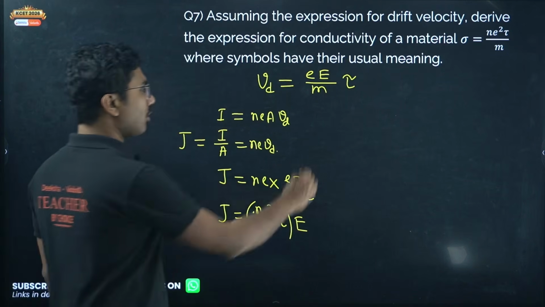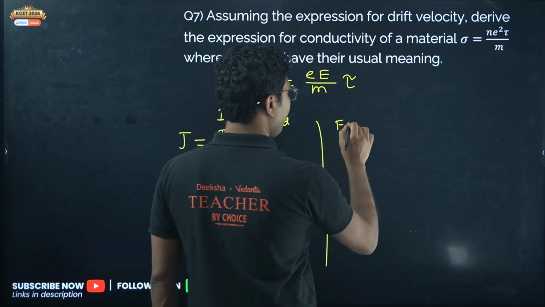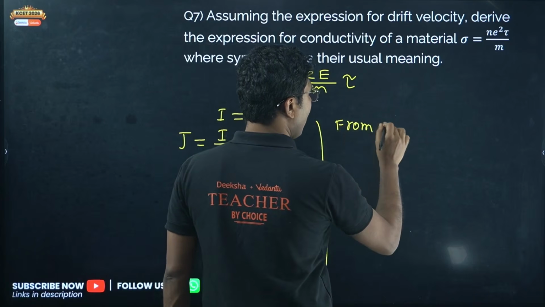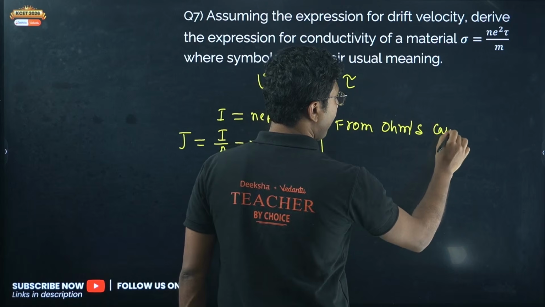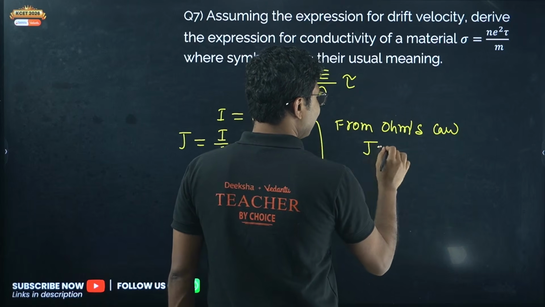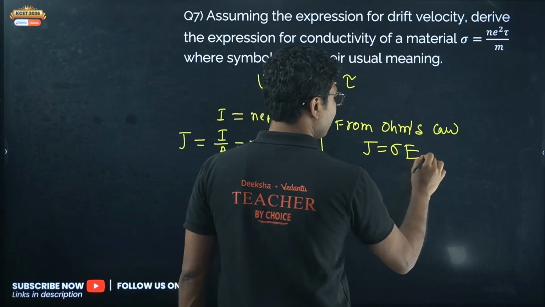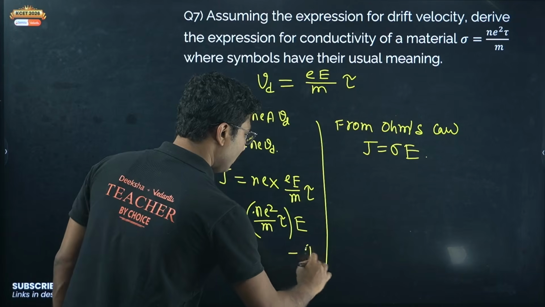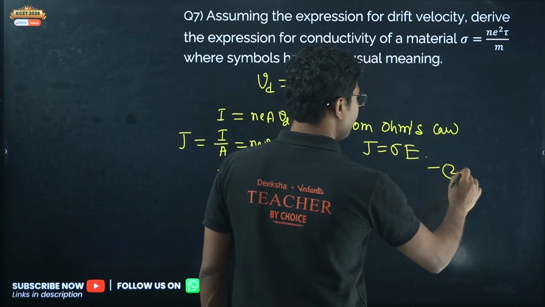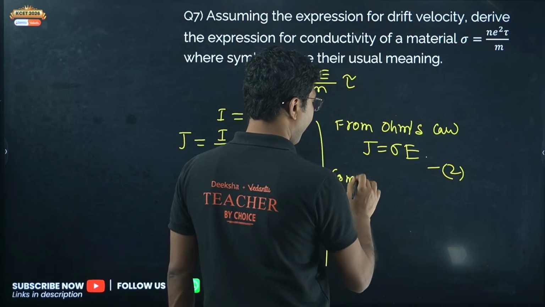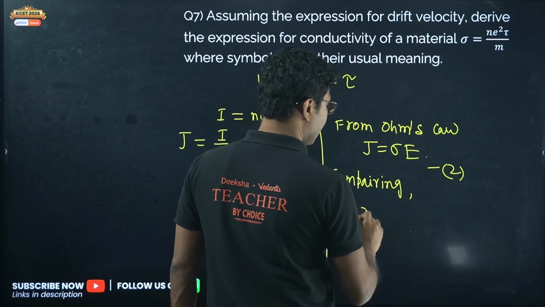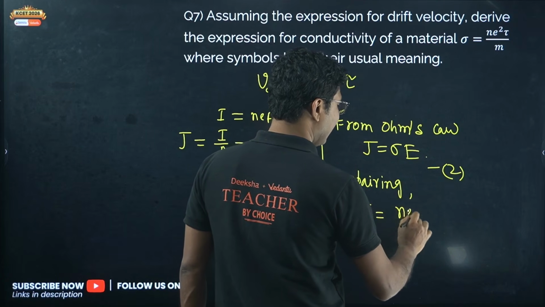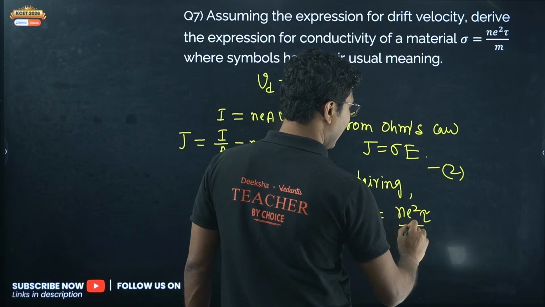Now from Ohm's law, current density J equals sigma E. So this is our equation number 1, this is our equation number 2. So comparing, sigma equals ne square tau by m.